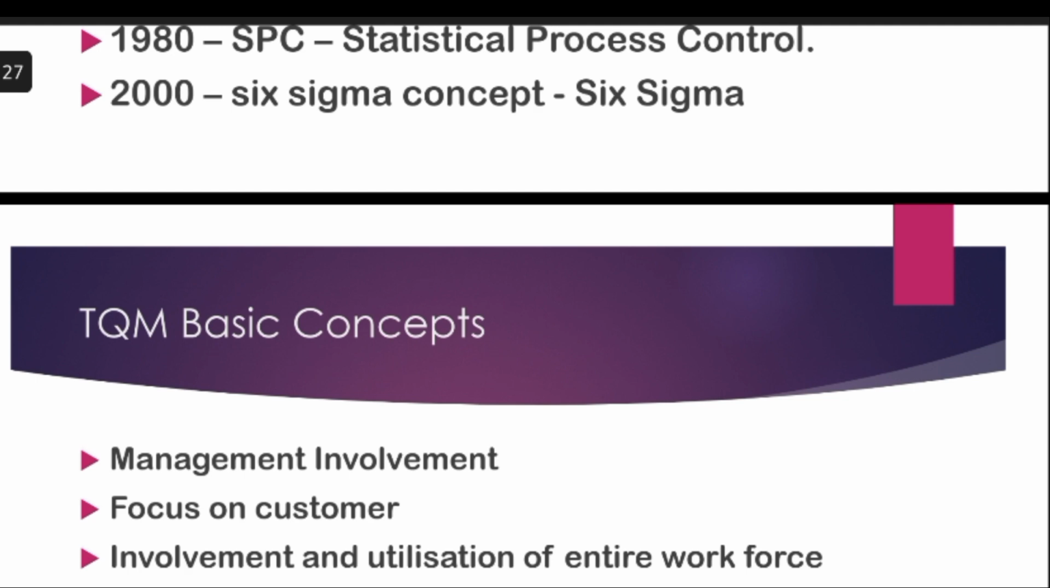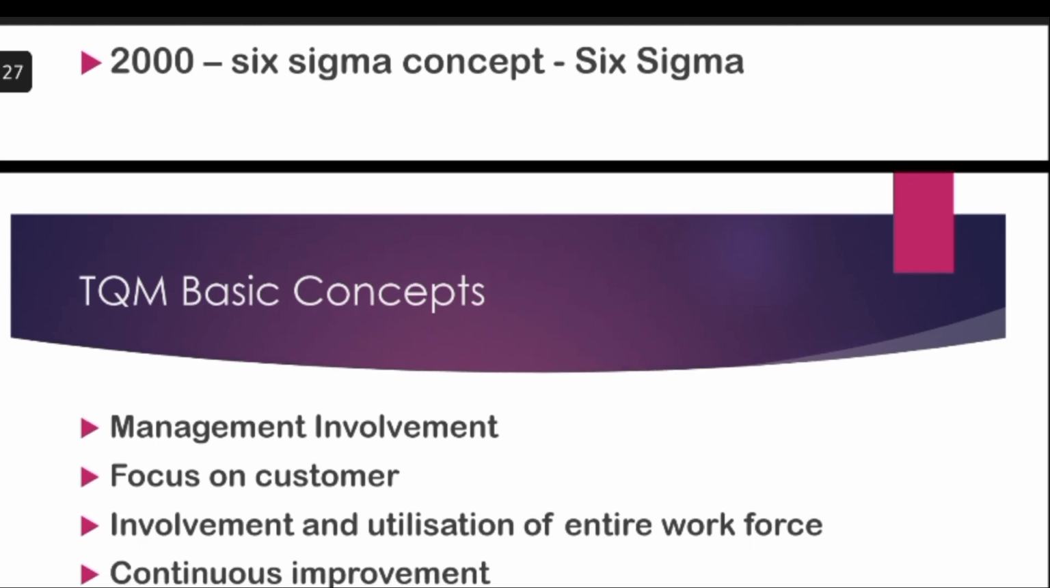Next, we have a focus on customers. Not only the process or product, but we should mostly focus on the customers. Customers are the king of the market. And the third one is involvement and utilization of the entire workforce. How the manpower is utilized in the organization or institution should also be included in the concepts of TQM.